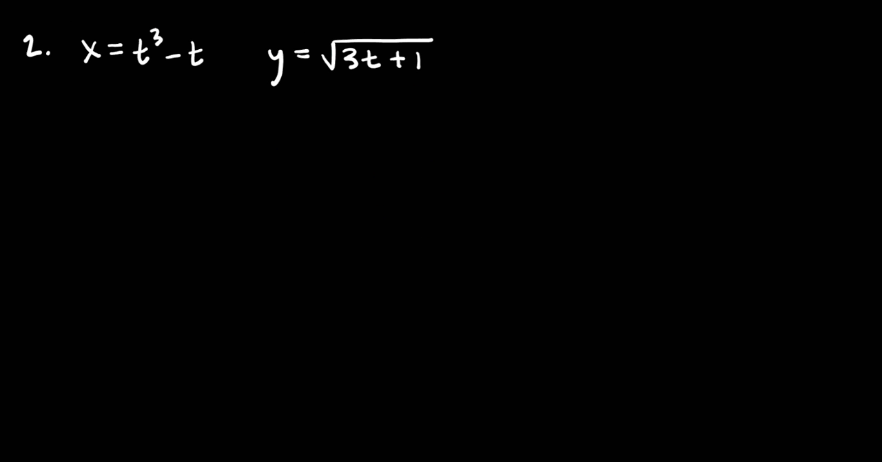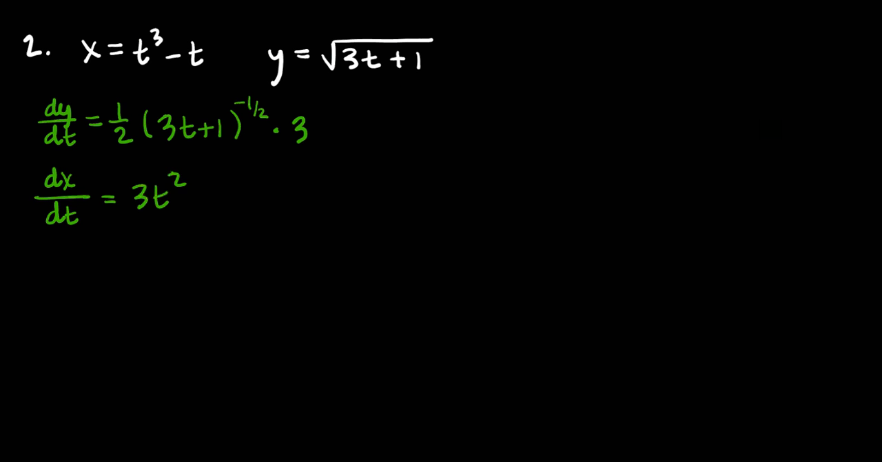All right, the next problem is going to ask us to find dy/dx at t equals 1. Okay, so we can do that. We'll just take dy/dx and then plug in t equals 1. So dy/dt is going to be equal to 1/2, leave the inside the same, reduce the power by 1, and then multiply by the derivative of the inside. So that would be 1/2 of (3t plus 1) to the negative half multiplied by 3, chain. Okay. And then dx/dt is going to be 3t squared minus 1.